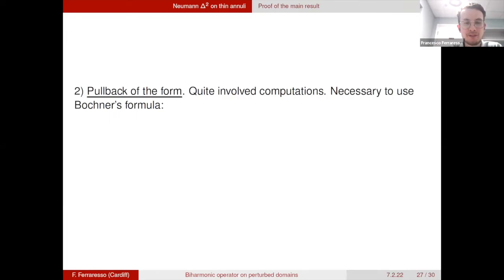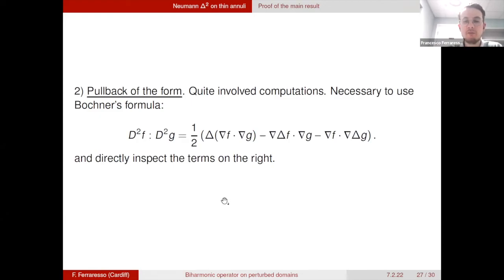But now the problem is you have to do a pullback of the form. So this is a bit painful, but you can do it. And the important thing is to use Bochner's formula. I mean, you can probably do it even without using this formula, but everything is much more complicated if you don't use that. And the chance you get it wrong is very high. So you actually compute every term on the right, and in this way you recover the product of the Hessian matrices.